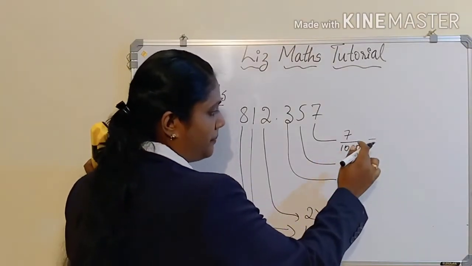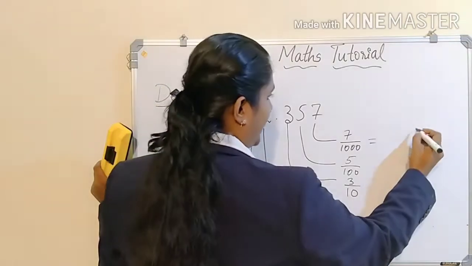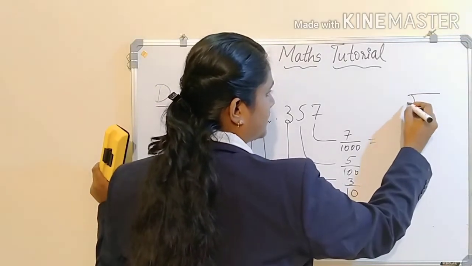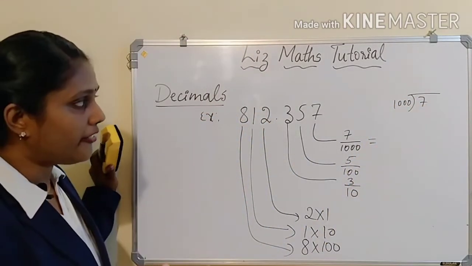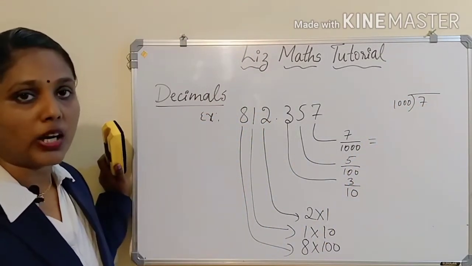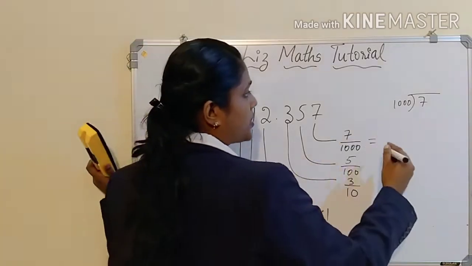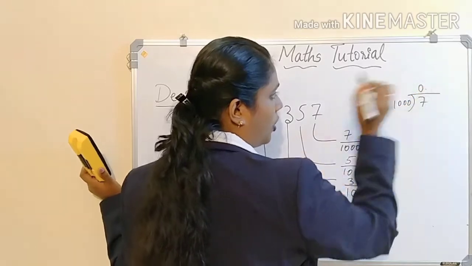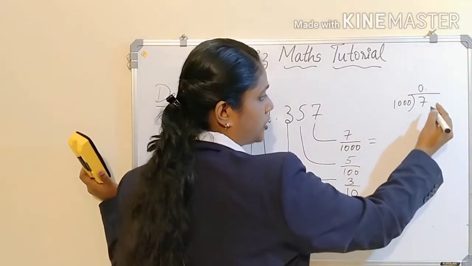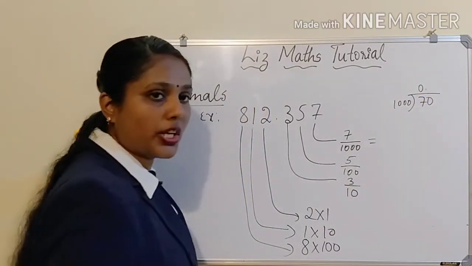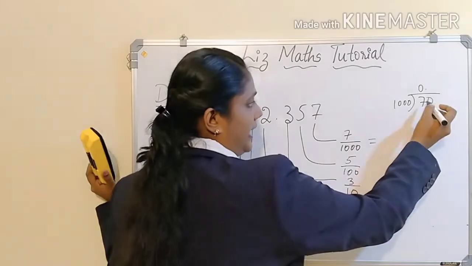See, 7 by 1000, how will you get it? When you are dividing 7 by 1000, first you can see it will not go. You have to put a 0 here and there is a point here. So you can take a value 0 here. You know the division, so here you are taking 0.